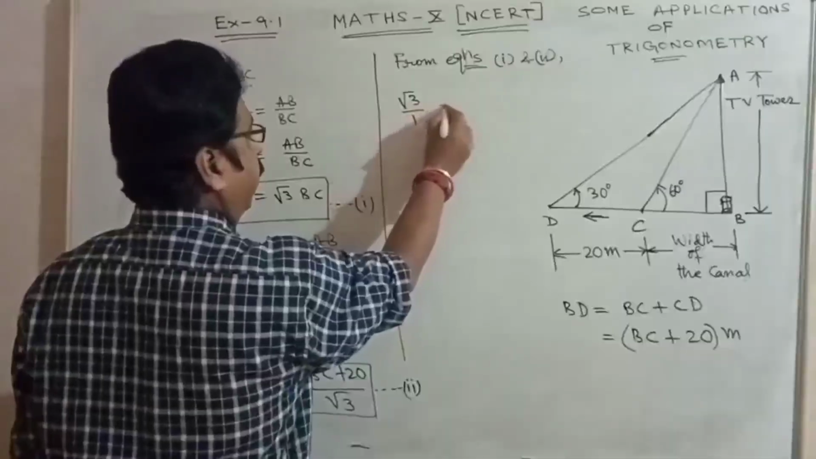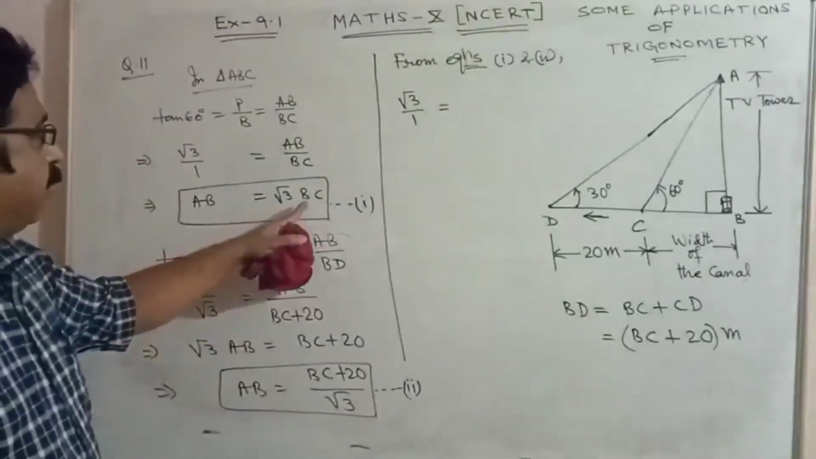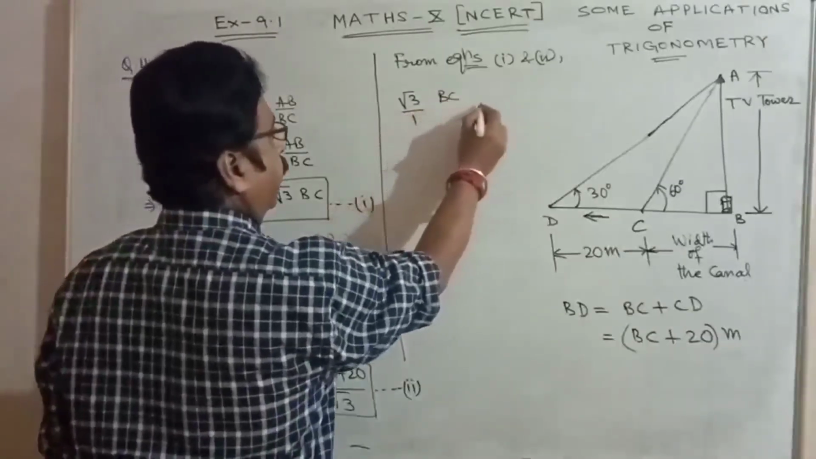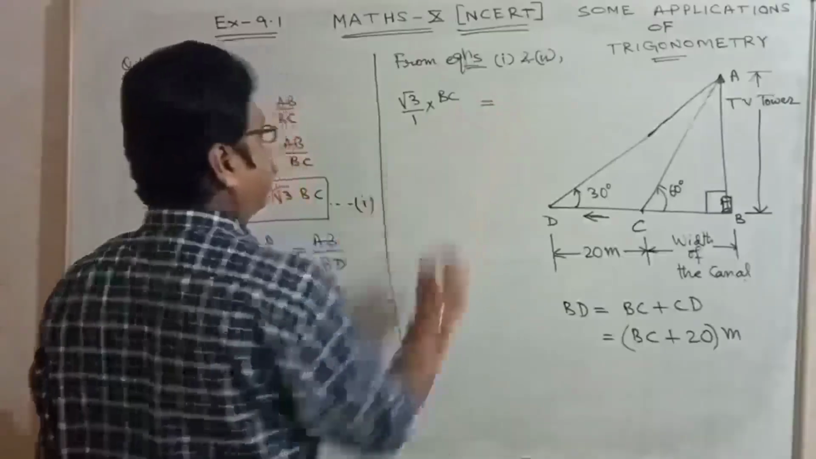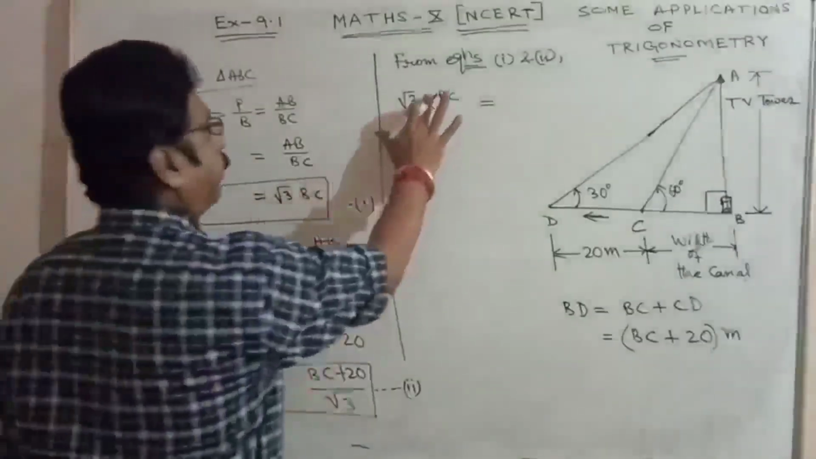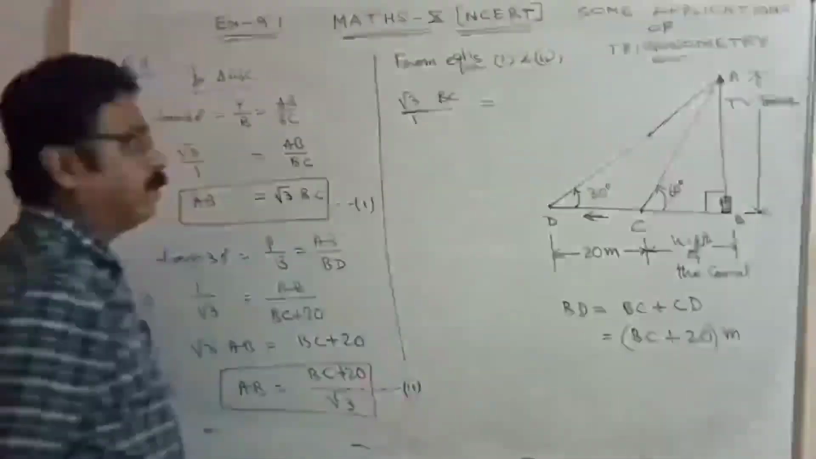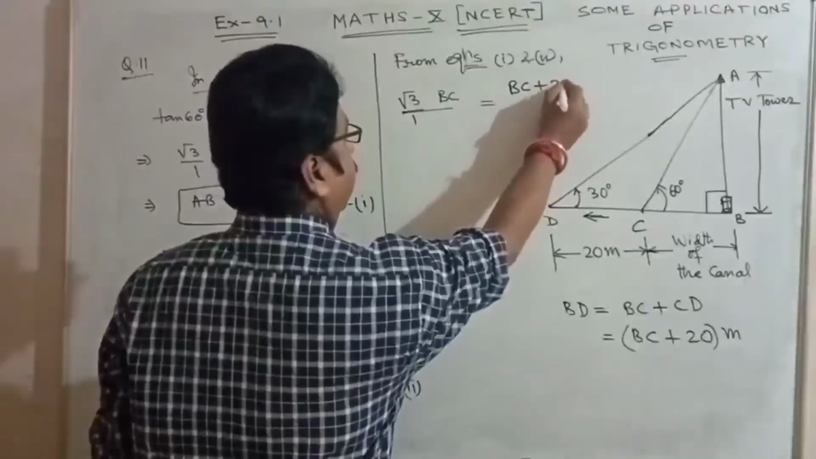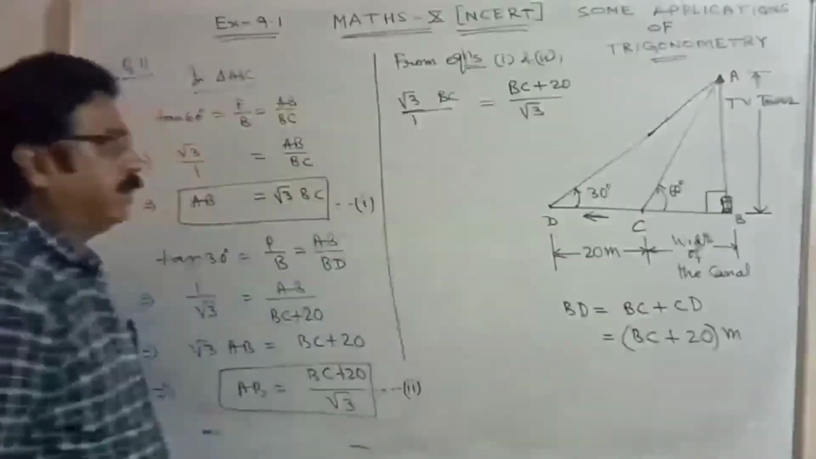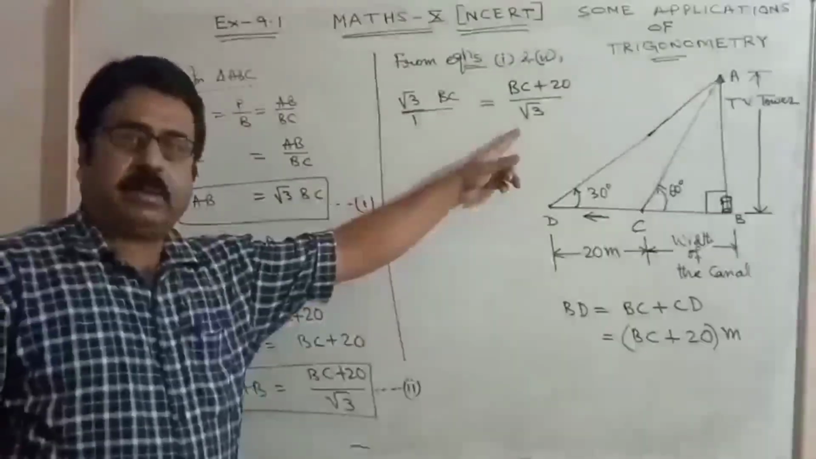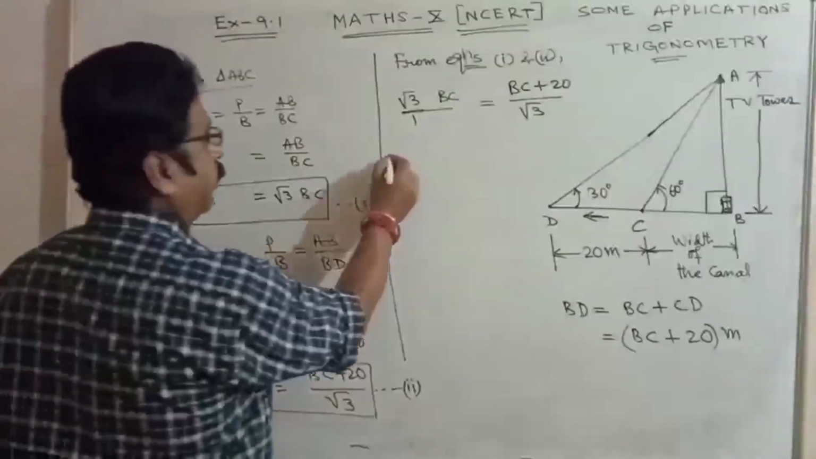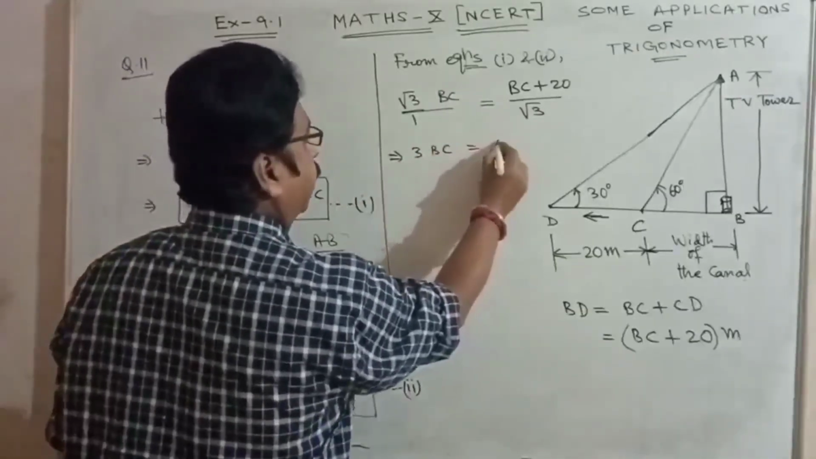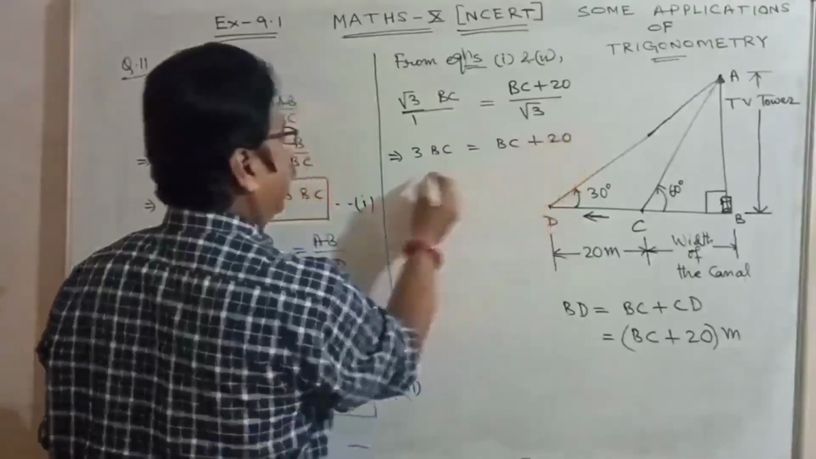Root 3 upon 1 into BC equals, you can write this like this, root 3 BC upon 1 equals BC plus 20 upon root 3. Cross multiplication: root 3 into root 3 means it will be 3. It will be 3 into BC, so 3 BC equals BC plus 20.